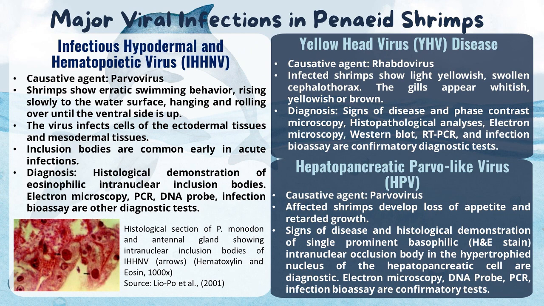The virus infects cells of the ectodermal tissues like epidermis, hypodermal epithelium of the foregut and hindgut, nerve cord, and nerve ganglia, and the mesodermal tissues such as hematopoietic organs, antennal gland, connective and striated muscles, heart, gonad, mandibular organ, and hemocytes.